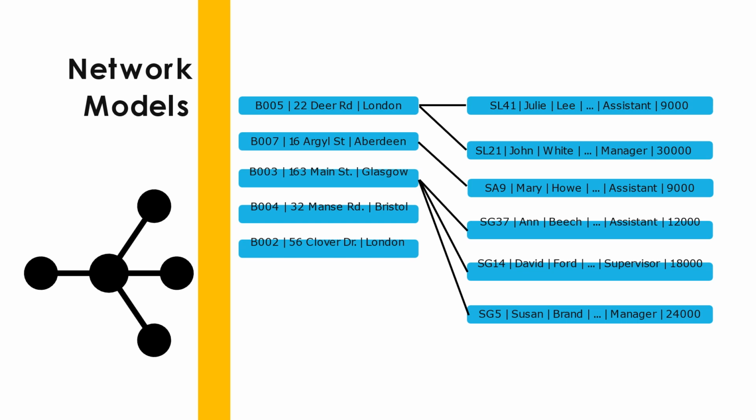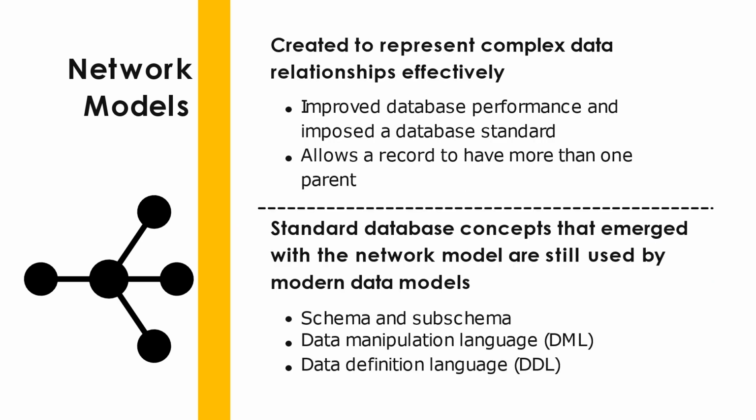The network model is useful for representing such records that have many-to-many relationships, unlike the hierarchical data model wherein we only have one-to-many relationships. Just like what we have said, the network models are created to represent complex data relationships effectively. This has led to improved database performance and impose a database standard. If you can recall, in the hierarchical model, we don't have a standard yet. It also allows a record to have more than one parent.